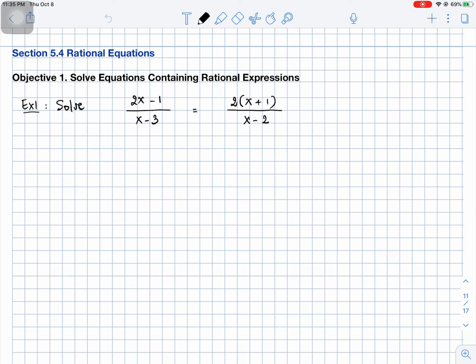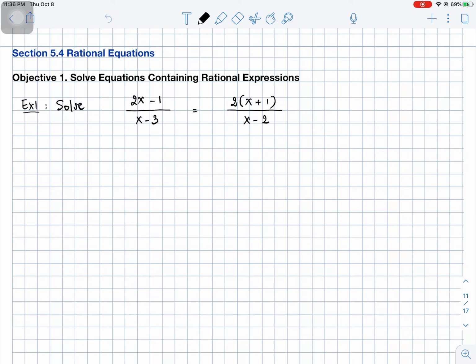Section 5.4 Rational Equations. Objective number 1: Solve equations containing rational expressions. Example number 1. Solve (2x minus 1) over (x minus 3) equal to (x plus 1) over (x minus 2), with the 2 times the right-hand fraction.